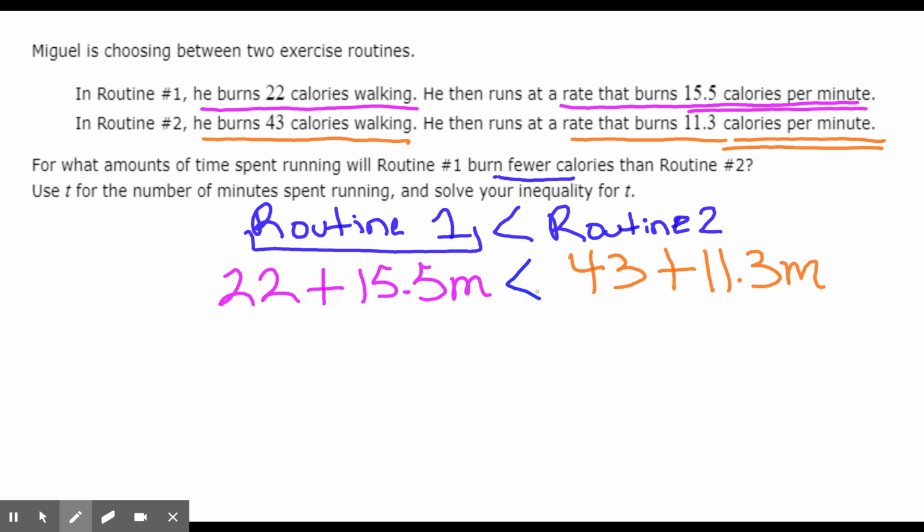Solve this. Again, I avoid negative numbers at all costs, whenever possible at least. So we're going to start off by eliminating our constants on both sides, these numbers here. I can subtract 43 from both sides, but then I'm going to get a negative number over here. I don't want that. So I subtract 22 from both sides. Oop, that's not 11.